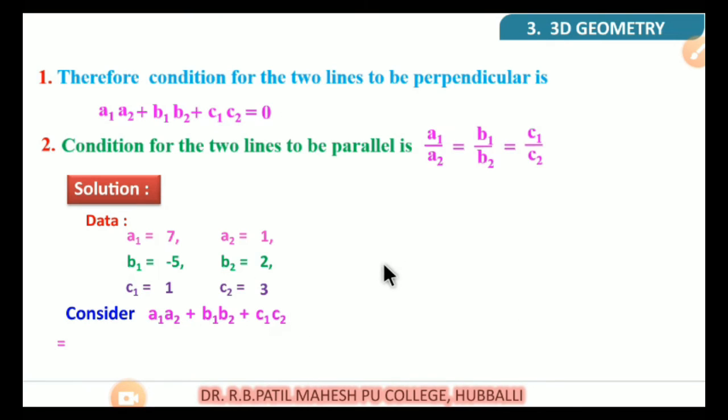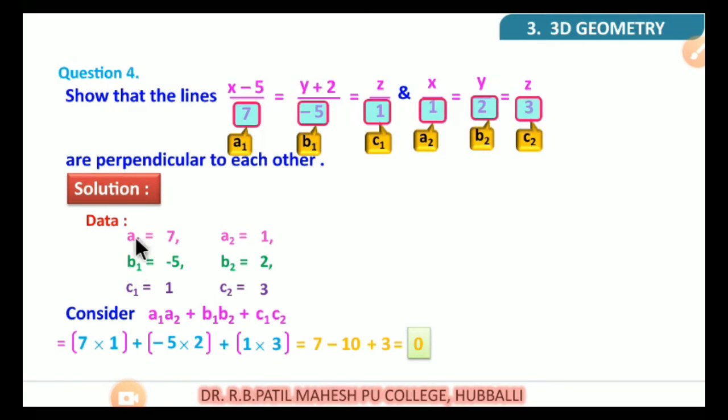So we have to put all those values, that is 7 into 1 plus minus 5 into 2 plus 1 into 3. So here 7 into 1 is 7, minus 10, and plus 3. Therefore it will be equal to 0. Therefore the two lines are perpendicular to each other, because the condition a1 into a2 plus b1 into b2 plus c1 into c2 is equal to 0. Therefore these two lines are perpendicular.